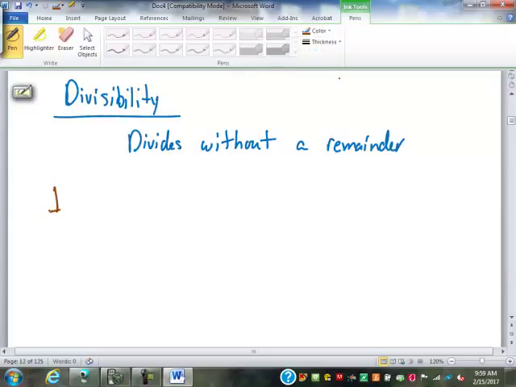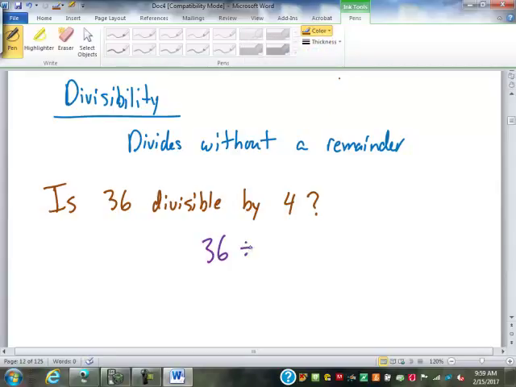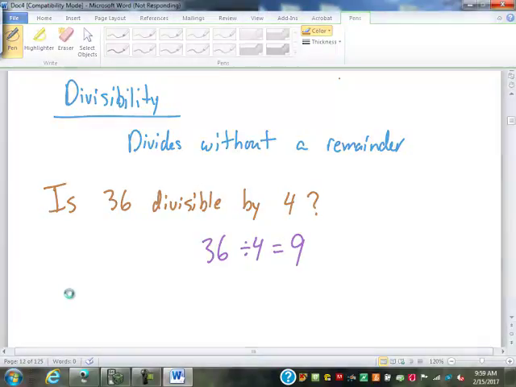So I might ask, is 36 divisible by 4? Well, if I divide 36 by 4, do I get a remainder? No, I get 9. I get a whole number. That's another way of defining it, is it divides to get a whole number result, or an integer result.